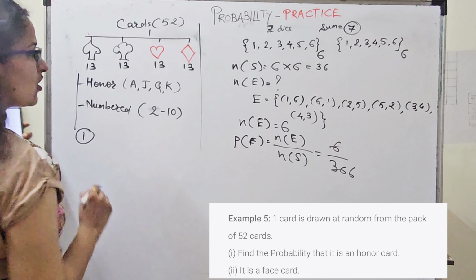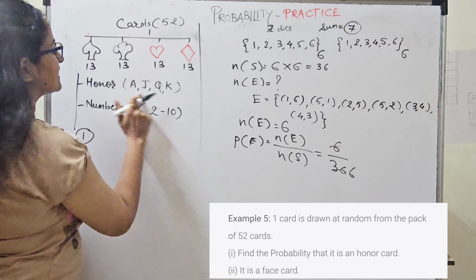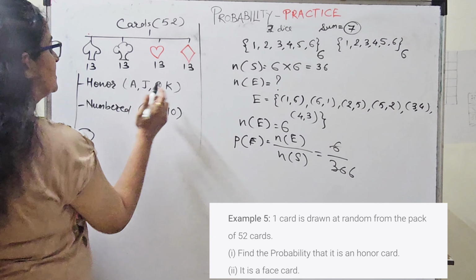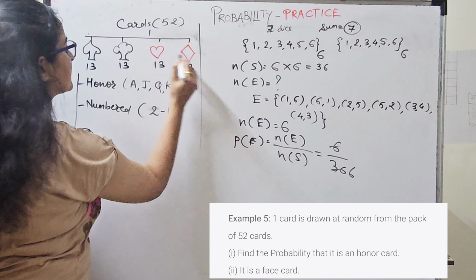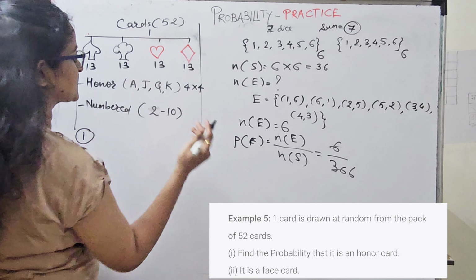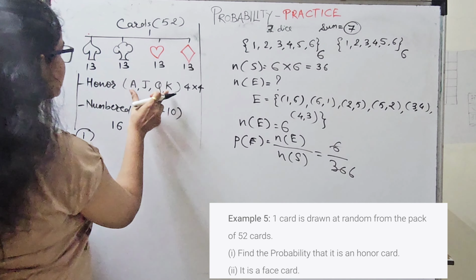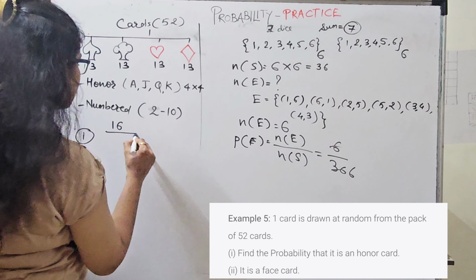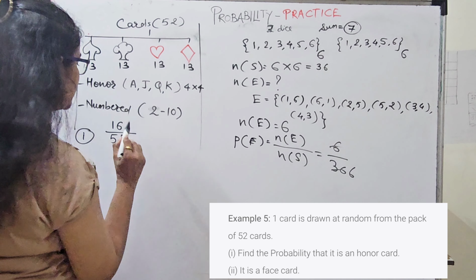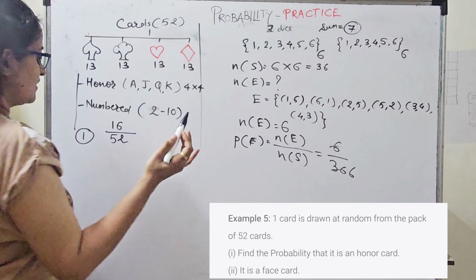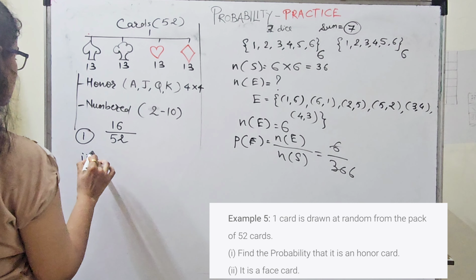Okay, so what is the first? It has to be the honor card. How many honor cards are there in one suit? See, these are 4 honor cards, as I told you already. So these are 4 in one suit, and there are total such 4 suits or 4 types. So total 16 favorable outcomes are there, correct? When you go for honor cards, divided by what? Total outcomes are how many? 52. Correct? It's a pack of 52 cards. Total 52 cards are there in all the packs. Okay, so first question is done.